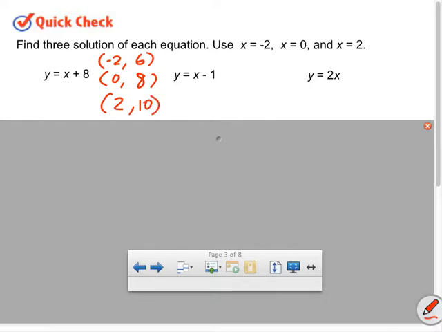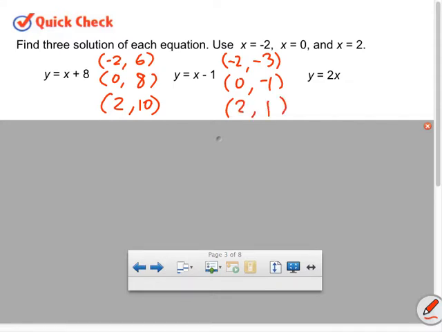For the middle equation, what's my first solution going to be for x equals negative 2? What do I get back? Negative 3. Very good. Listen, because some of you guys are fuzzy on your rules. If I'm at negative 2 and I take away one more, which way am I going? Left. I'm going to the left one, so that puts me at negative 3. Okay, so for x equals 0, what do I get back? Negative 1.